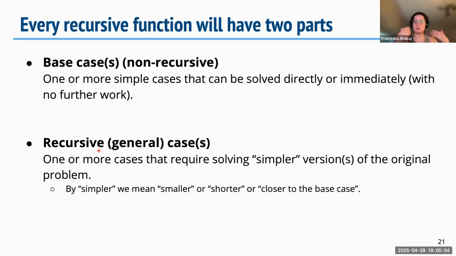And by smaller, I can mean multiple things, right? Making a list shorter on a dynamic array or an array, making it shorter. Making a number smaller, right? Making a problem simpler. So anything that leads me to that base case, right? So that I can stop at the base case and return.